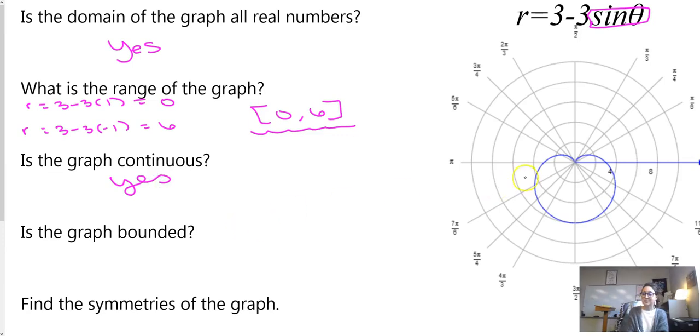Yes, it is. Is it bounded? Yeah, it is bounded. If I were to draw the boundary here, the circle r equals 6, it's bounded inside that circle, right? So is the graph bounded? Yes. All right, what about symmetries of the graph? Do we have any symmetries? We do. We have a symmetry with respect to the line theta equals pi over 2, also known as the y-axis, right? So I'm going to put theta equals pi over 2, and that's the only symmetry in this case.